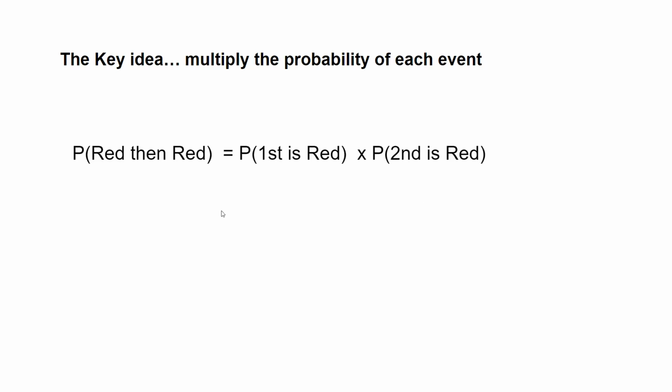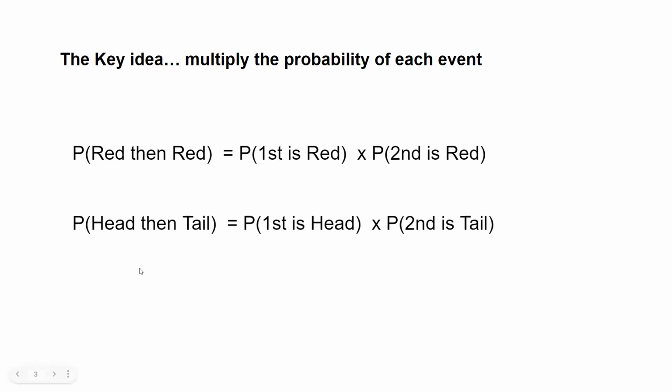So let's say the question was, what is the probability of picking a red ball from a jar and then another red ball from that jar? We're going to calculate that by multiplying the probability of that first event, the first red ball, with the probability of getting the second red ball. When we take the product of those two probabilities, it will give us our answer. Other examples, the probability of getting a head when flipping a coin, and then when flipping it again, getting a tail. So we'll multiply the probability that the first is a head with the probability that the second flip is a tail.